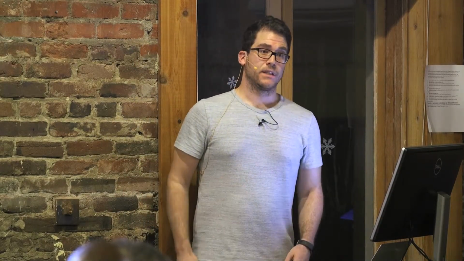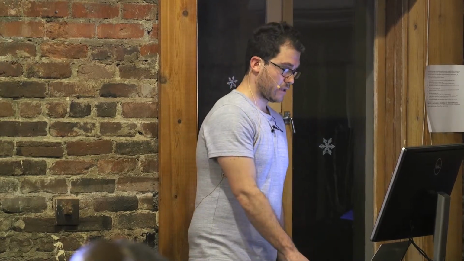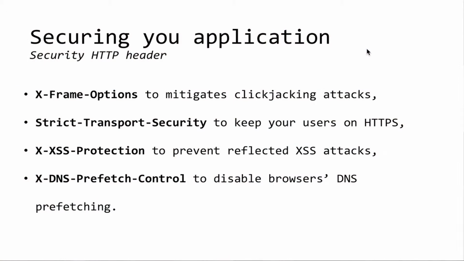Speaking of security, there are a couple of quick wins that you can easily do for your applications. One of them is the security-related HTTP headers. Probably you already know some of them. My new favorite from this list is the DNS prefetch control header. Who knows what this header does?